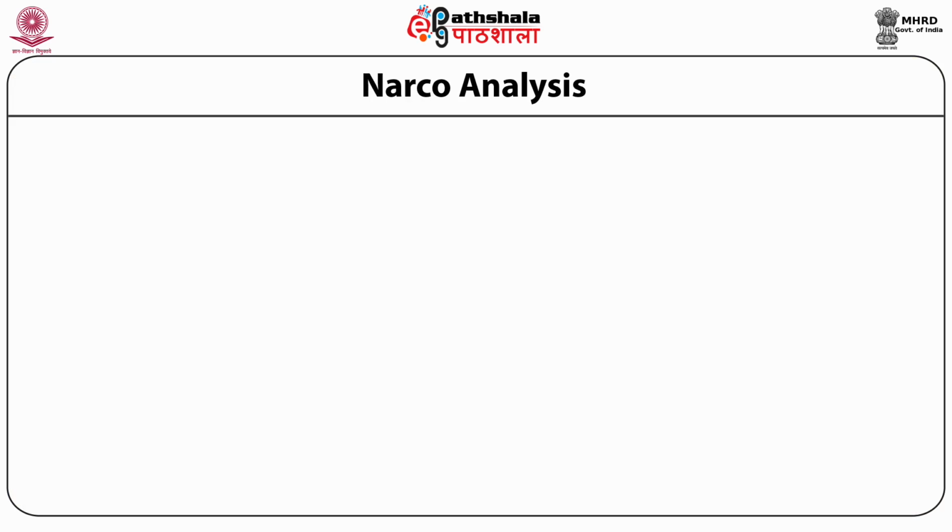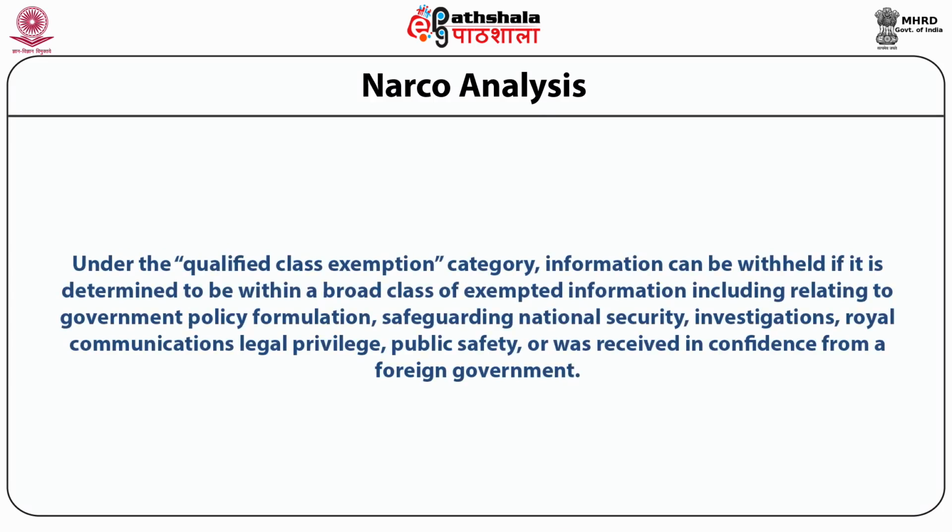The second category of exemptions is the qualified class exemption. Under this category, information can be withheld if it is determined to be within a broad class of exempted information, including information relating to government policy formulation, safeguarding national security, investigations, royal communications. For example, again, we spoke of Prince Harry, right? Royal communications, what's going on? What is Queen Elizabeth saying to Prime Minister Cameron? Also legal privilege, public safety, or information received in confidence from a foreign government.